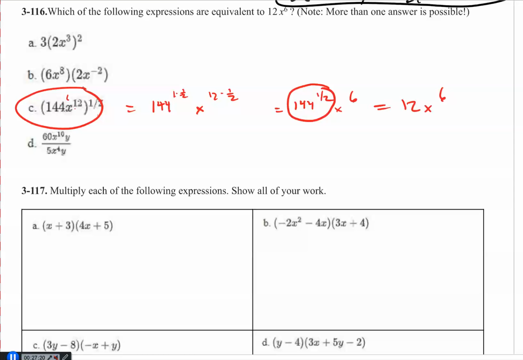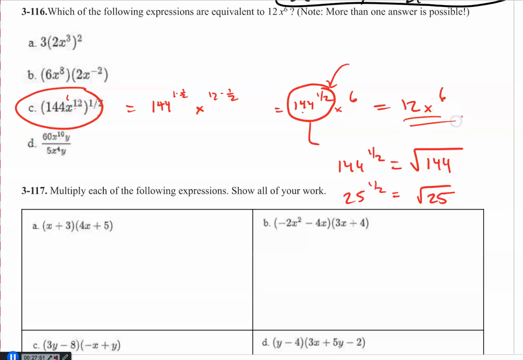So this is one of them. If you're wondering why that is, there's a rule you'll learn about in a later math class. 144 to the power 1/2, that's the same thing as saying the square root of 144. And like 25 to the power 1/2, that's the same thing as saying square root of 25. So to the power 1/2 means square root it. And square rooting 144 gets you 12.